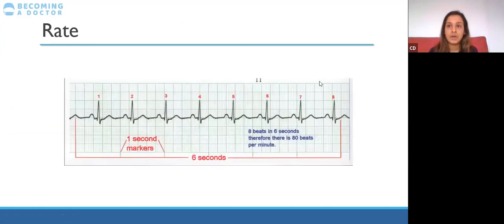So first off, we've got the rate. There are a few ways to calculate the rate. As mentioned before, using the RR interval. What you would do is take the distance to the next R wave. So you'd count the number of large squares between them, and then you'd do 300 divided by the number of large squares between 2 R waves.